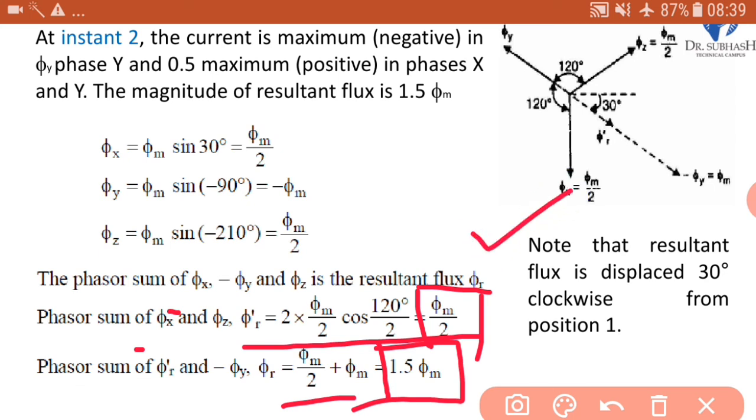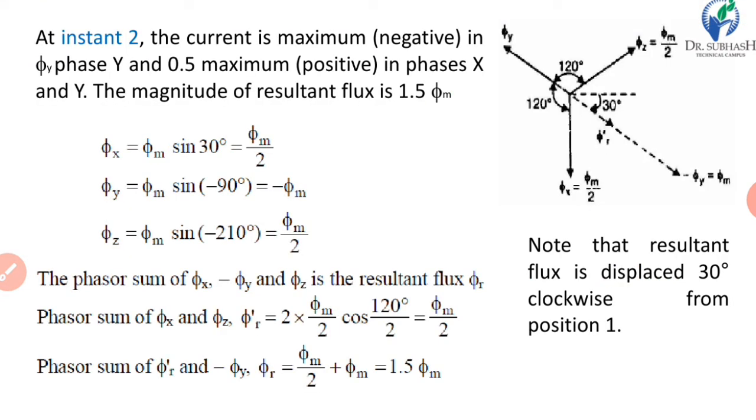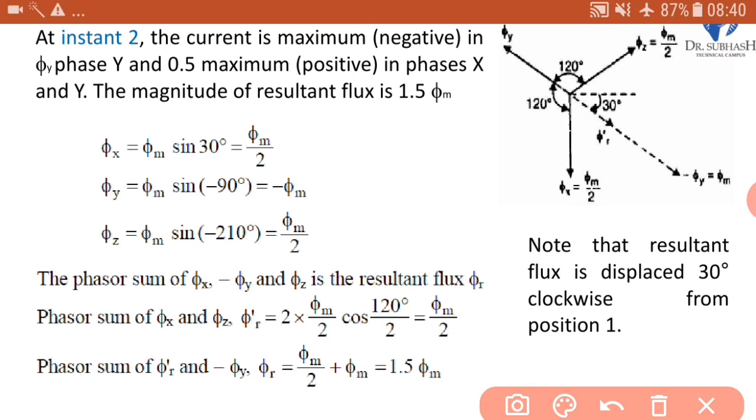One note is here. Note that the resultant flux is displaced 30 degree clockwise from position 1. So we have seen in instant 1 the resultant flux was in this direction, which means the right hand side horizontal direction. But in instant 2 the resultant flux is phase displaced by 30 degree. So our aim is to see how the rotating magnetic field is generated. Here we have observed that from instant 1 to instant 2 the flux is rotated by 30 degree.